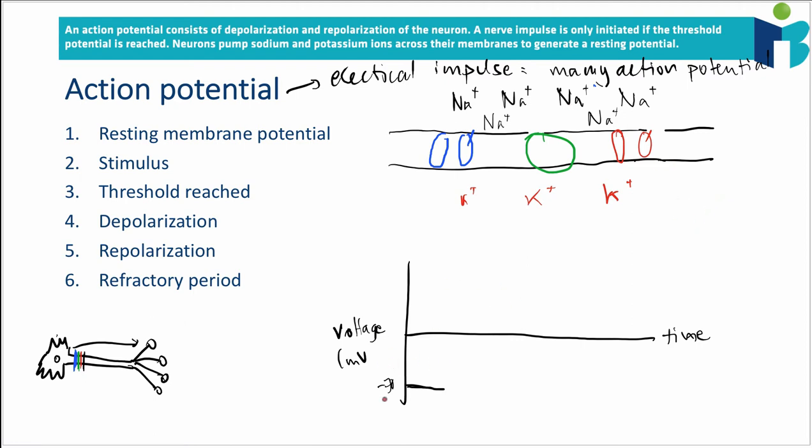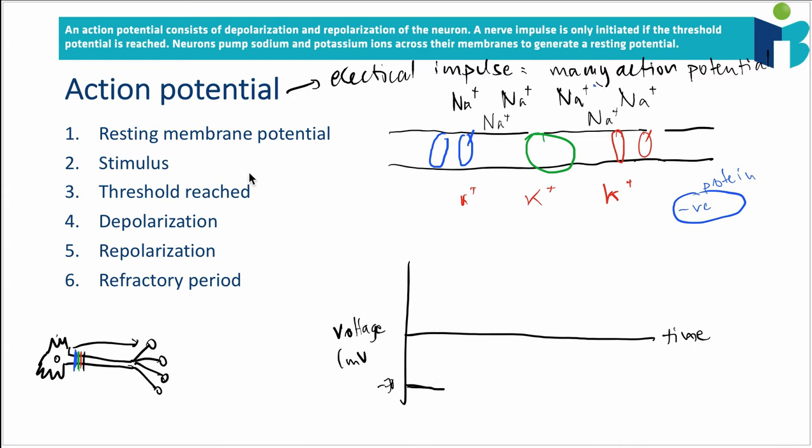Now, the reason why there's negative 70 millivolts inside the cell is because, first of all, there's a lot more sodium than there is potassium, right? So there's just more positive charge on the outside than there is on the inside. And then the inside also has negatively charged proteins. Now, you don't have to know more than that. Just be able to recall that word, negatively charged proteins on the inside of the axon, which means that it's going to be more negative.